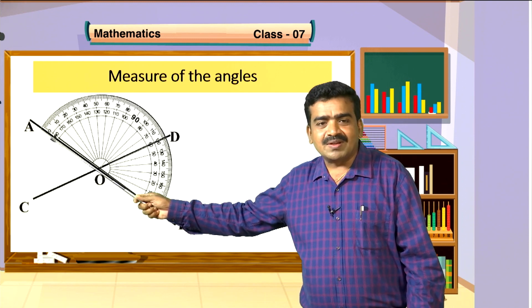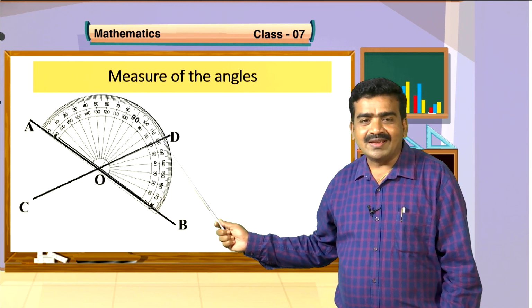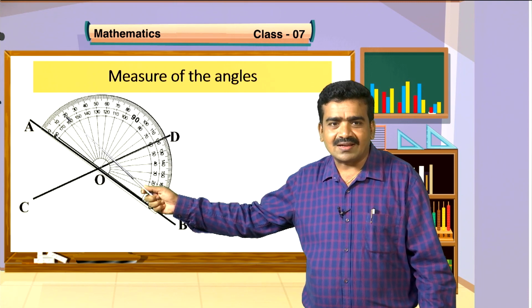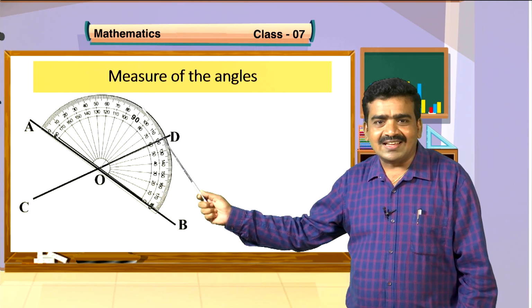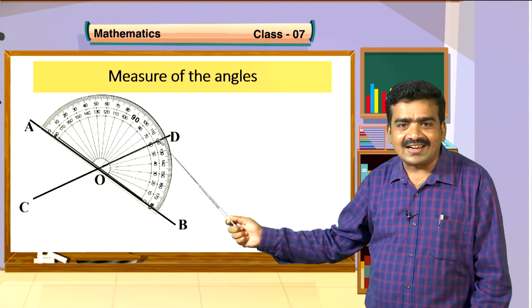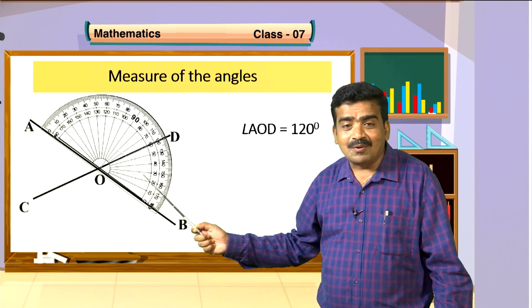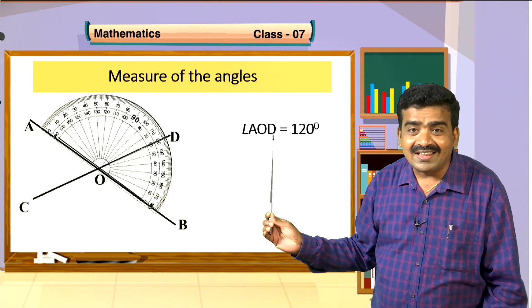Here, what is the measure of angle AOD? Here look at the readings which are marked on the protractor. So, here it is 90 degree, 100 degree, 110 degree and 120 degree. Therefore, angle AOD measures 120 degree.